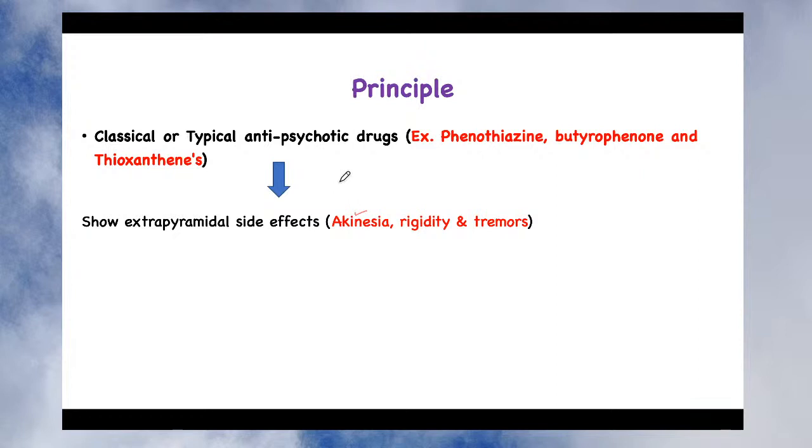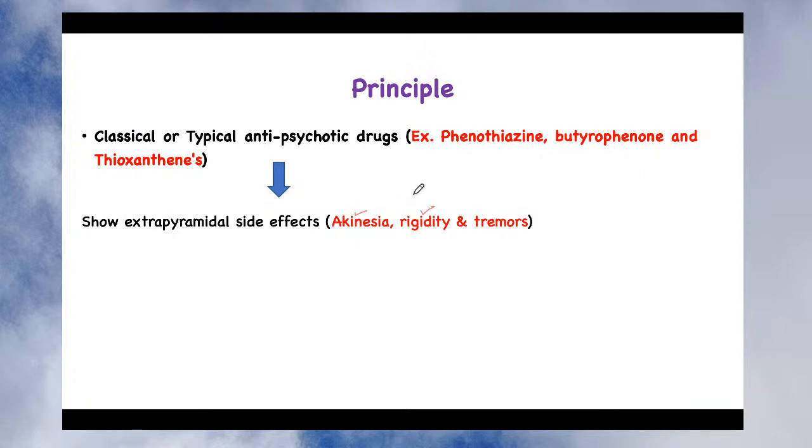But if you are willing to move, and in spite of your willingness you are not able to move, that is called akinesia. Likewise, the second thing is rigidity. What is rigidity? Rigidity is resistance to passive movement.